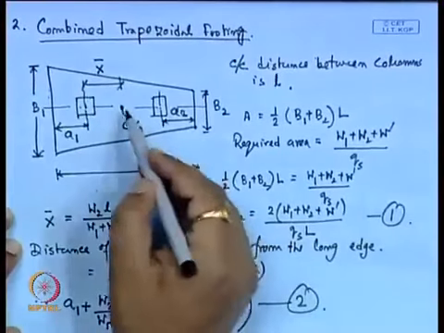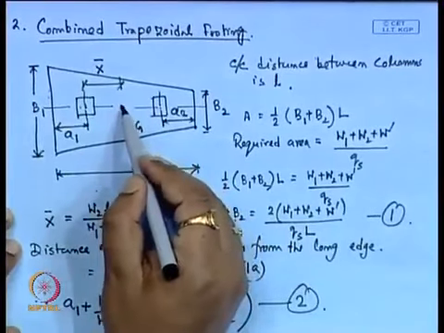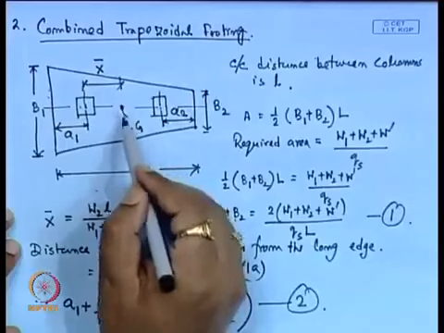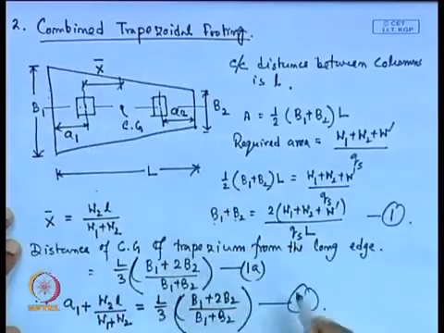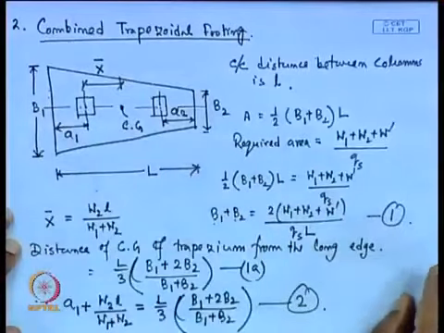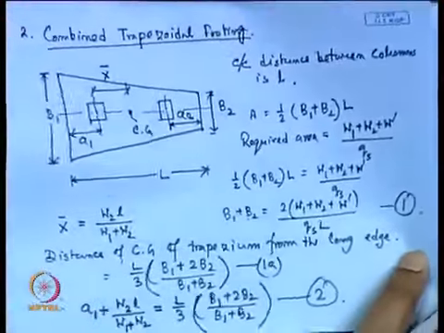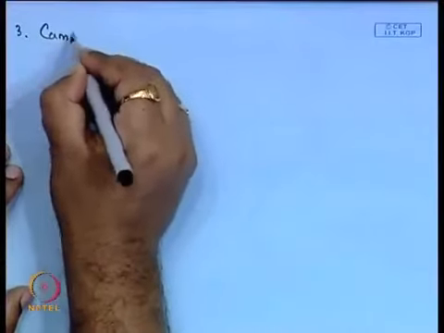Here also the resultant force is acting at the C G of this trapezoid. So, in this way we have to determine the dimension of the footing. So, next one is the cantilever footing that we will discuss, what the cantilever footing is. So, third one is the cantilever footing.